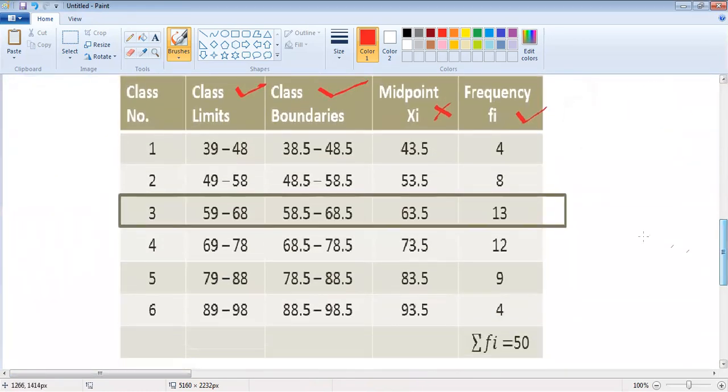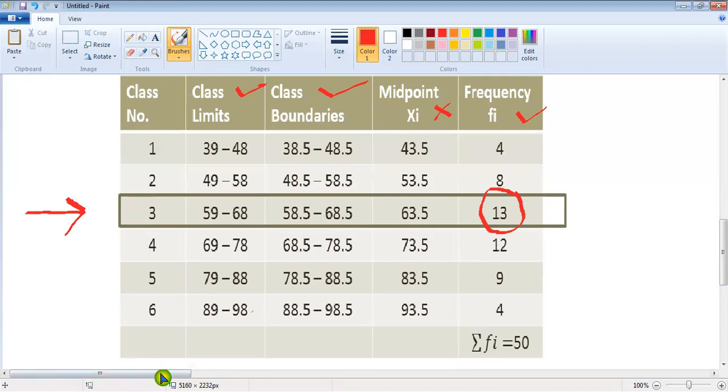In this case, looking at the frequency, the highest is 13. So 13 is your highest frequency, and that is the class which has the limits 59 to 68. That is the very first, very important thing that you should do to find your mode. I already highlighted it here. This is the only information that we need from our modal class.